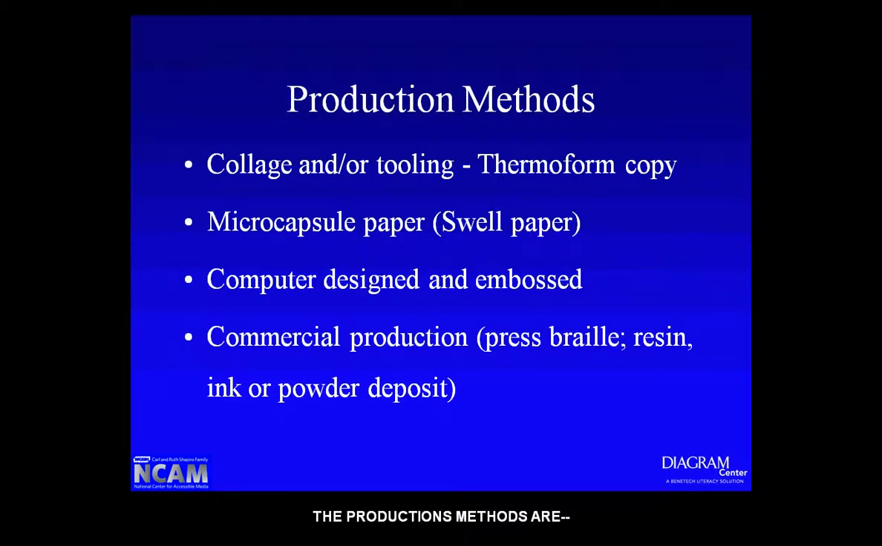The production methods are all pretty complicated for most producers, unless you have this very specific equipment. The production methods are collage and/or tooling, which means you paste and glue things onto a master, and then you make a plastic copy of it. Microcapsule paper, which is also called swell paper or puff paper. Computer design and embossed, and that could be from several different computers, a Tiger embosser, a Phoenix embosser, or a standard embosser with low-resolution graphics. Or you may see some commercial productions, press braille, or rosin, ink, or powder deposit method.